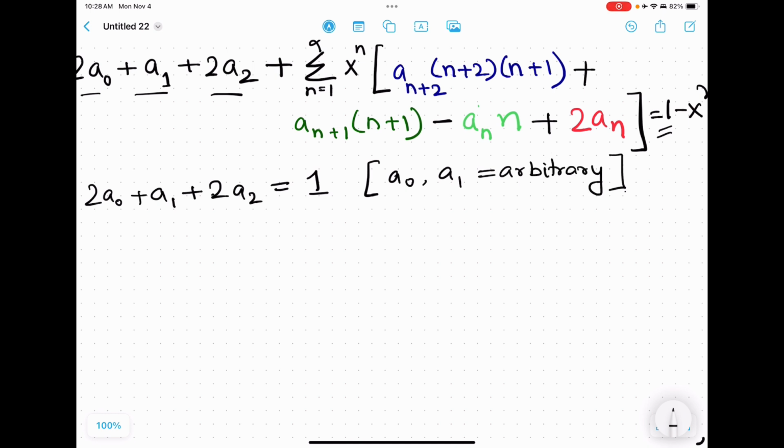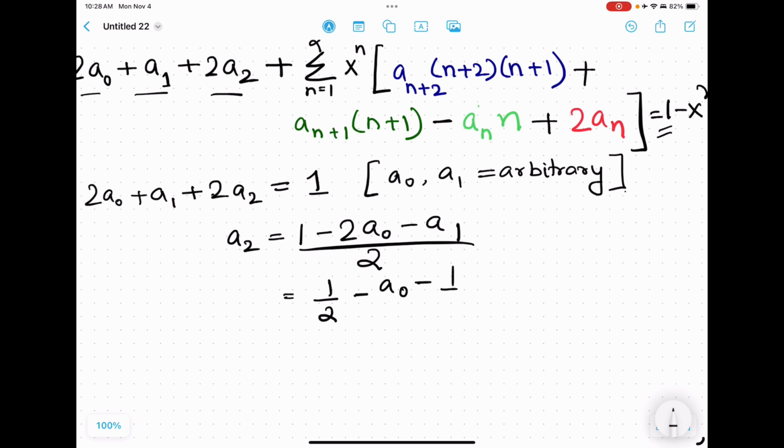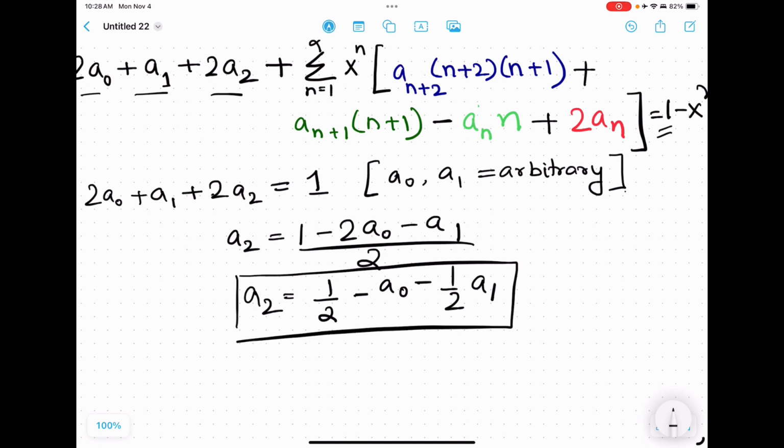So taking my a sub 0 and my a sub 1 as my arbitrary numbers, in that case my a sub 2 would be (1 minus 2a sub 0 minus a sub 1) divided by 2. So if I want to write them separately, I can also do that. So I have 1 by 2 minus a sub 0 minus 1 by 2 a sub 1. So this is my coefficient for a sub 2, okay? So I have a coefficient for my a sub 0, which is an arbitrary number. I have a coefficient for my a sub 1, which is also an arbitrary number. And now I have a coefficient for my a sub 2.